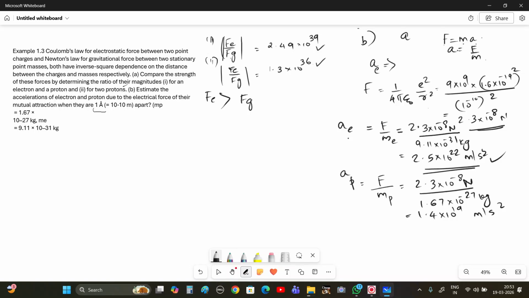So this question had two parts. In the first part, we compared the strength of the electrostatic force and the gravitational force in two different cases, for an electron and proton pair, and also for two protons, and we got these two answers. In the second part, they asked us to find the acceleration of the electron and proton due to their electrostatic force. For that, we used Newton's formula to get the equation for acceleration as force by mass. Then we found the value of force by substituting in the equation, with the distance between them given as 1 angstrom, that is 10 raised to minus 10. We substituted that value and found the acceleration for the electron. Again for the proton, the same formula, but with the mass of the proton, and you get this final answer.